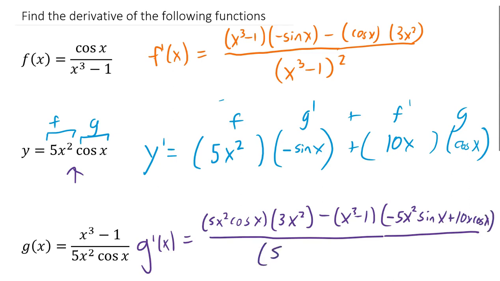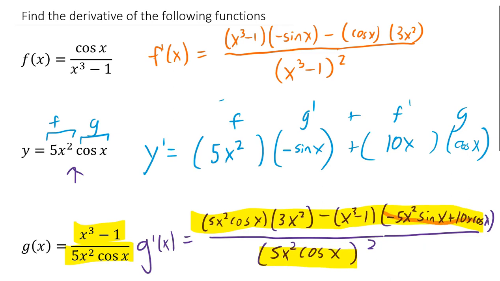all over low squared. And just in case, we call this high, this low. I did low d high minus high d low over low squared, and the way that I knew d low was because I had done it up here.